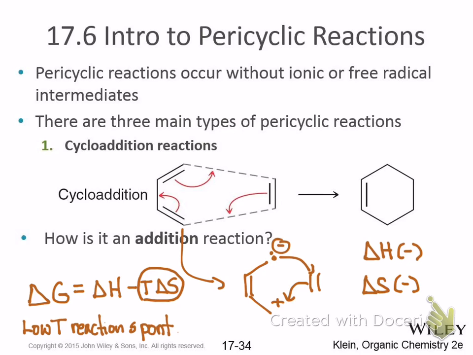Let's say T was infinity, then delta H isn't important, right? Because then this T delta S term becomes the only important term if T is really, really large. Well, if delta S is negative, then T delta S will be negative, and minus that means it's positive. So that means delta G at very high temperatures will be positive. So at low temperature, the reaction is spontaneous, and at high temperatures, it's non-spontaneous.